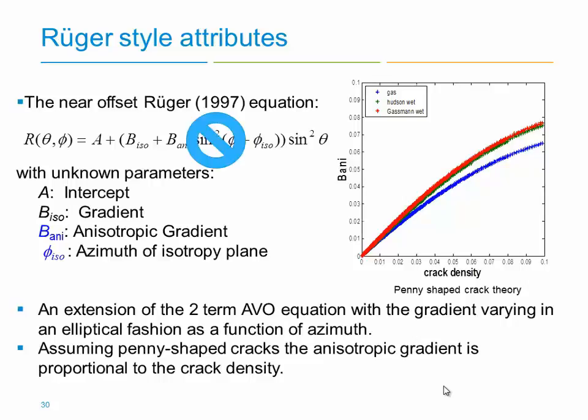And as I said before, if you just have the first two terms, this is our isotropic case, it would be the Wiggins approximation. But we have two additional terms which are perturbing the gradient as a function of azimuth. That is the anisotropic gradient and then the isotropy plane azimuth. And this would be the same as your fracture strike in HTI media. This anisotropic gradient, if you use Hudson theory to model it, turns out to be proportional to the crack density. And so sometimes people will relate this back to crack density, though the interpretation of this is more complex when you start looking at linear slip theory.